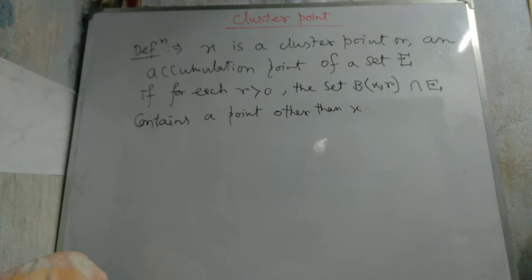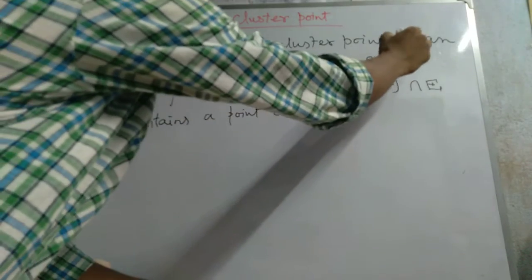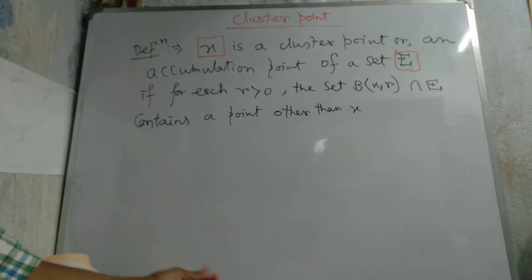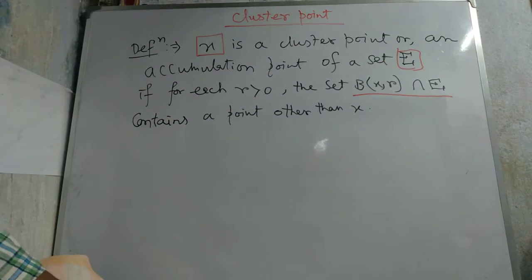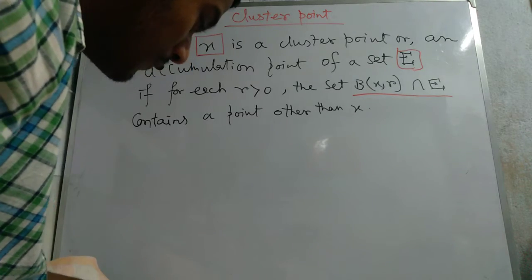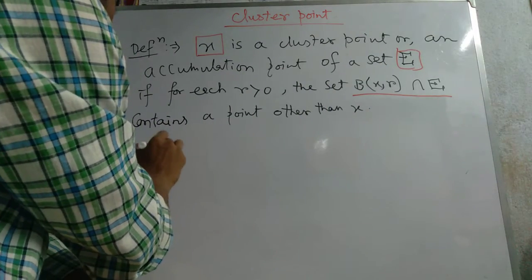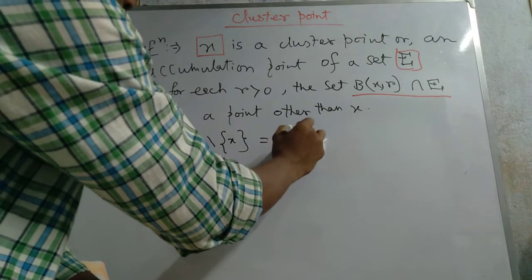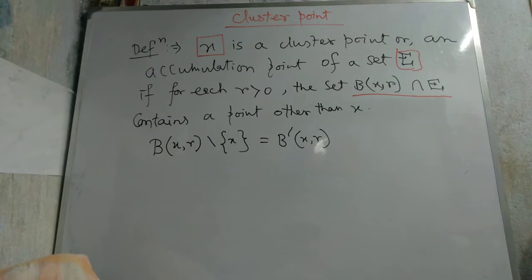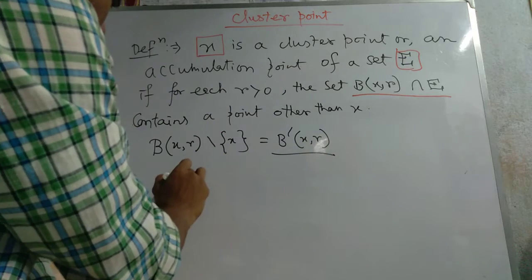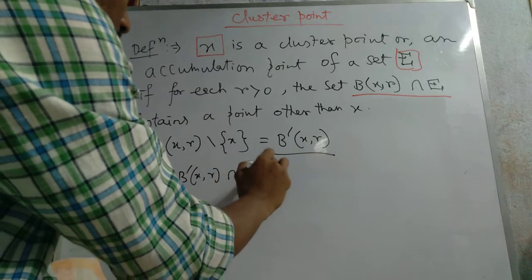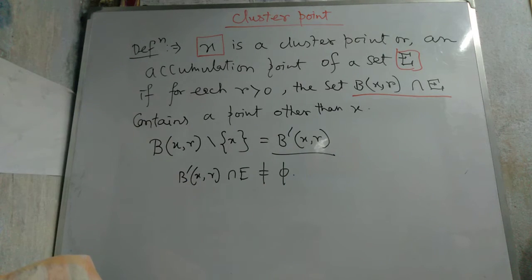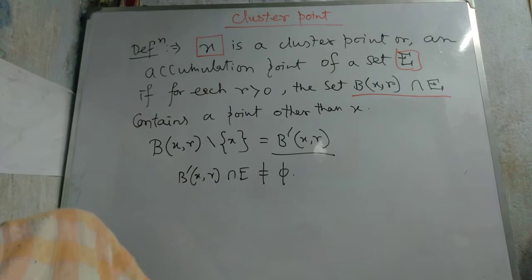X is a cluster point or an accumulation point of a set E, some set E, if for each r greater than 0, B(x,r) intersection E contains a point other than X. We denote B(x,r) minus {x} as B'(x,r). Then if this intersection with E is not equal to phi, we call x a cluster point of E. This is a simple definition, and I think we understand it clearly.